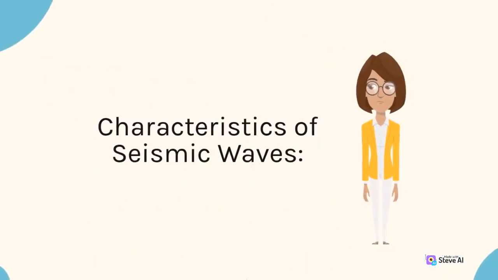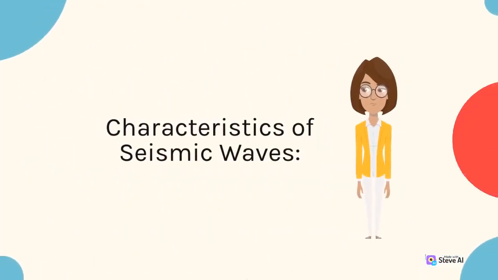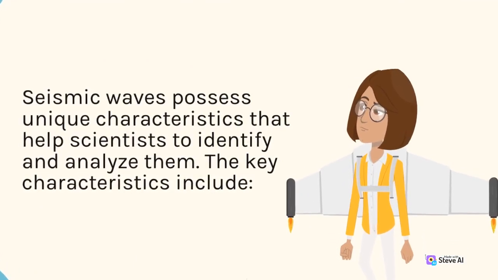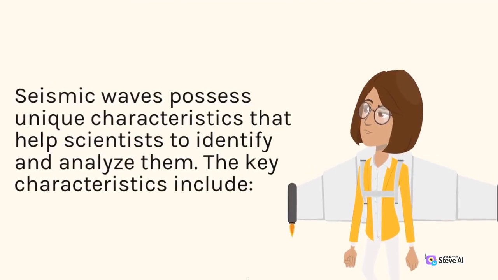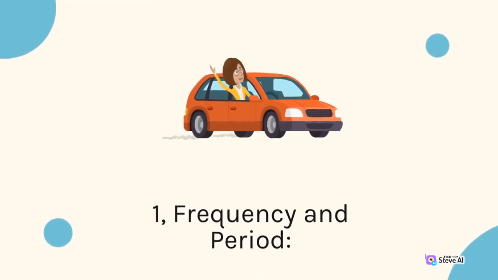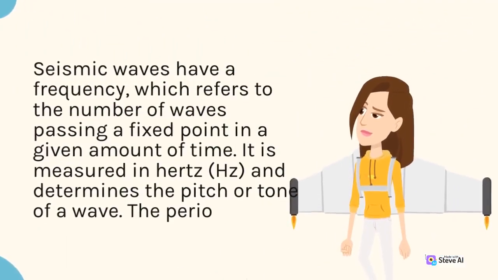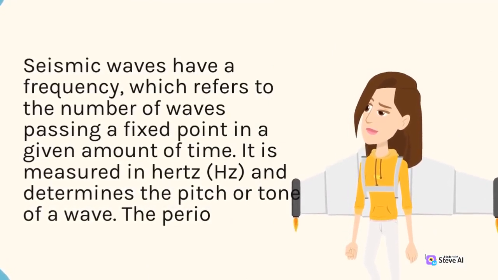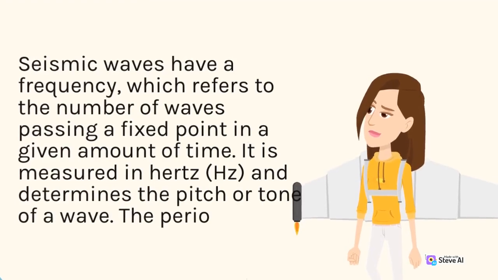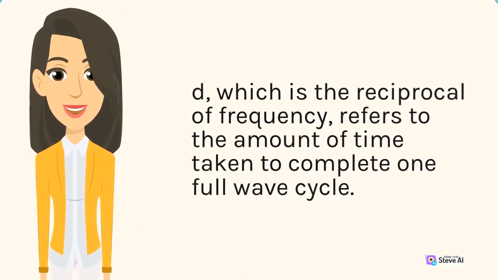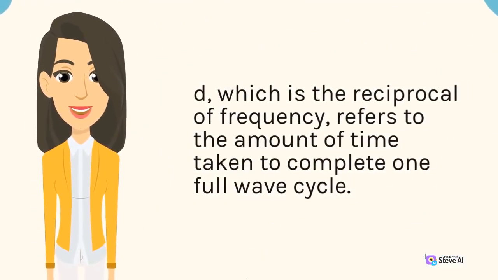Characteristics of seismic waves. Seismic waves possess unique characteristics that help scientists to identify and analyze them. The key characteristics include 1. Frequency and period. Seismic waves have a frequency, which refers to the number of waves passing a fixed point in a given amount of time. It is measured in Hertz, Hz, and determines the pitch or tone of a wave. The period, which is the reciprocal of frequency, refers to the amount of time taken to complete one full wave cycle.